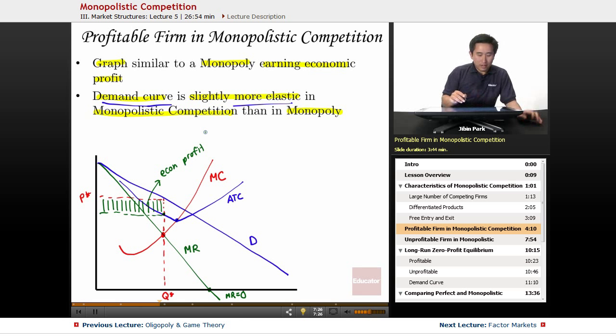Now again, you could draw basically the same exact graph for a monopoly in long run equilibrium earning economic profit. Now again, in the long run, this cannot happen because in the long run for a monopolistically competitive firm, all the profit is driven out. But for all intents and purposes of drawing the graph, there really is no difference between a monopoly making profit and a monopolistically competitive firm making profit. It's the same graph.